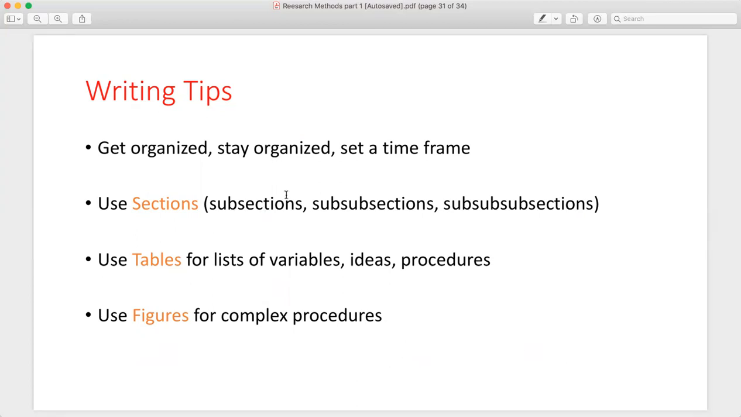Use sections, subsections, and sub-subsections. Like in the study population, we had a subsection of inclusion criteria and then exclusion criteria. So think of it as a hierarchical model. Use tables for lists of variables, ideas, or procedures. You can summarize it much better in tables. Use figures for complex processes.